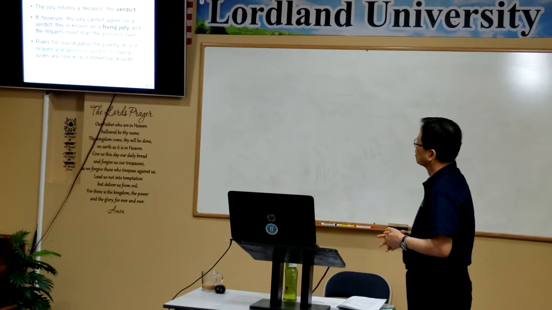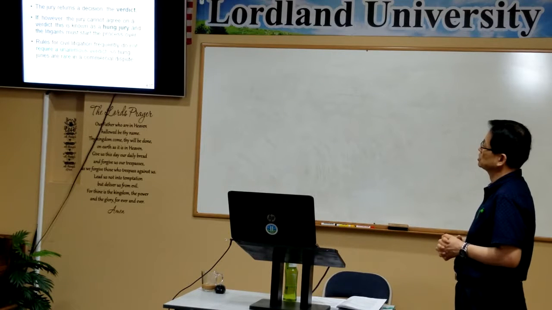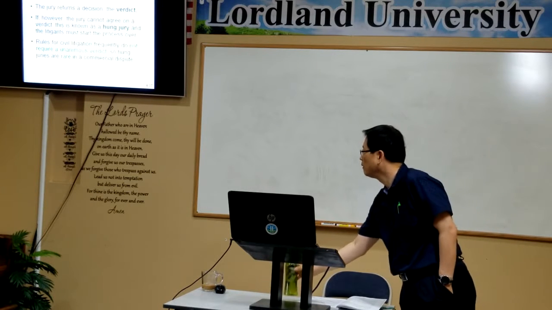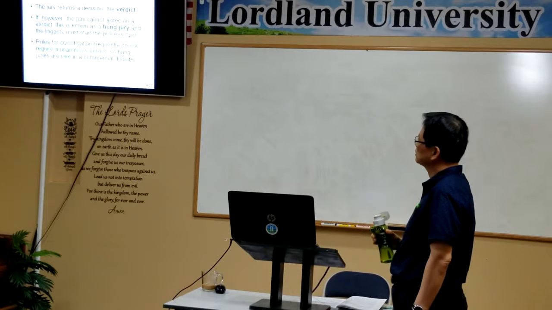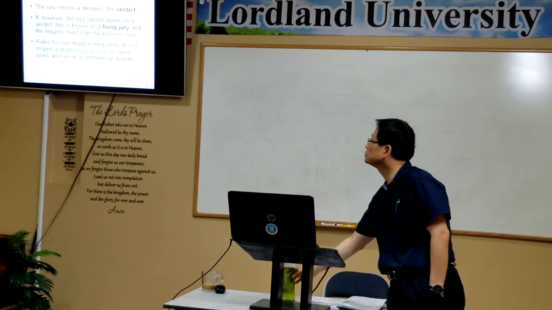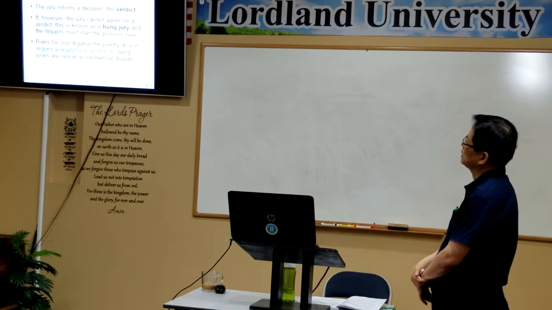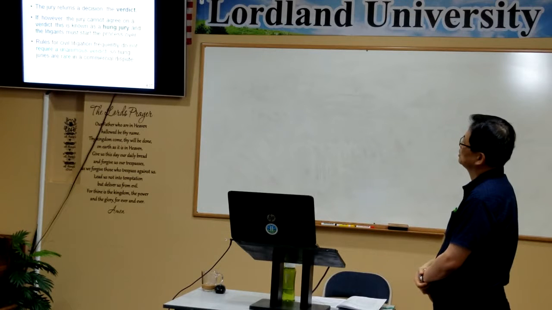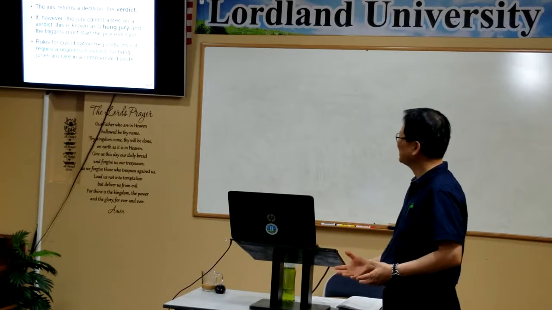Verdict. The jury returns the decision. That is, return the verdict. Normally, there are 7 or 9 jurors in the grand jury. However, if the jury cannot agree on the verdict, this is known as a hung jury. Hung jury means cannot decide the verdict.